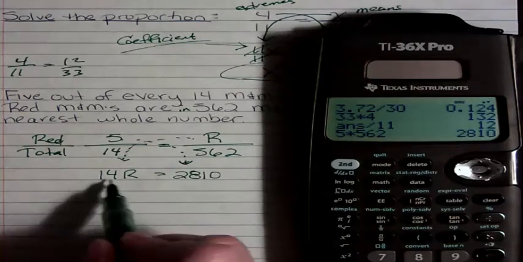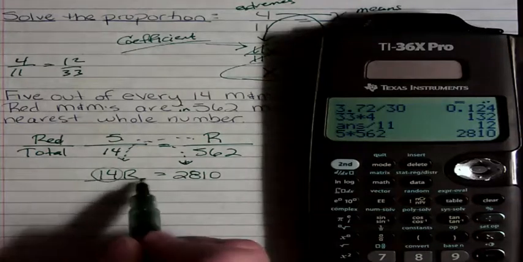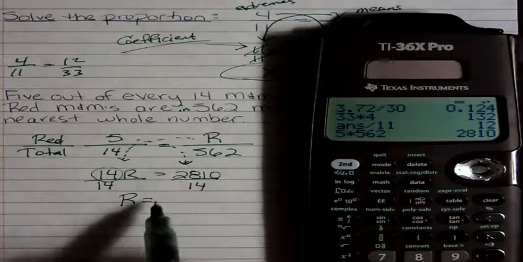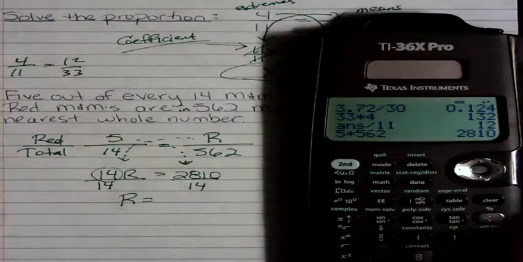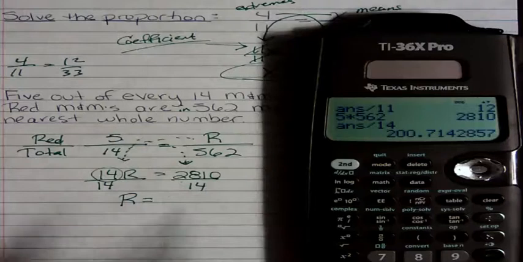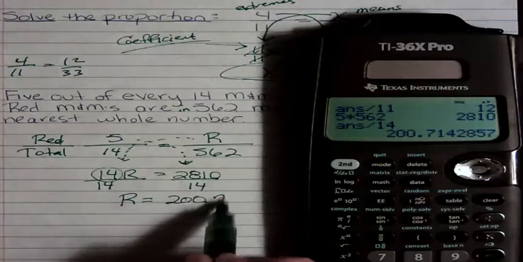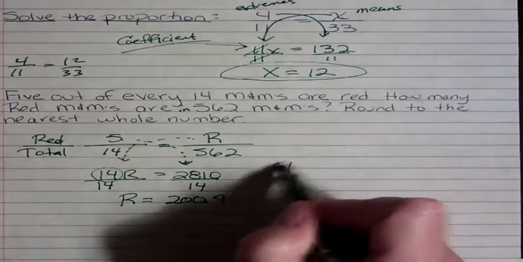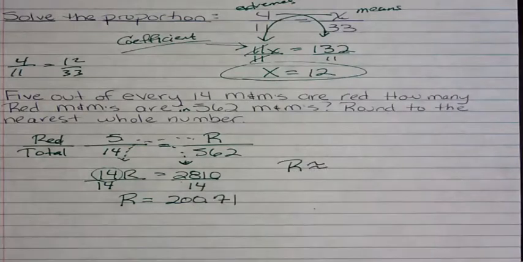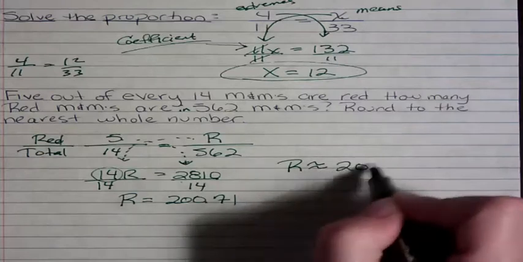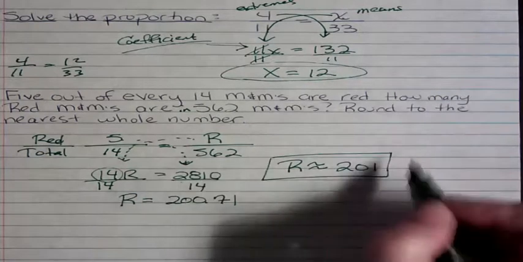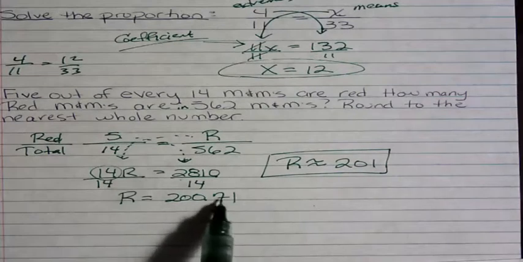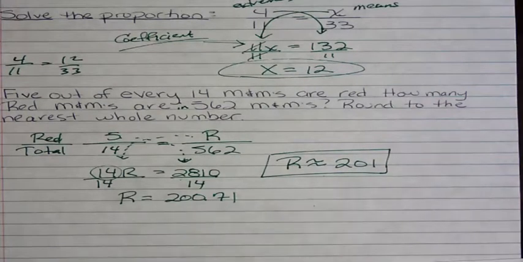The coefficient is always this number that's multiplying the variable. So we're going to divide both sides by 14. And it told us to round to the nearest whole number, but 2,810 divided by 14 is 200.71. And so now if I want to round that, then we would expect, and for red, the little approximately means we're going to have approximately 201 red M&Ms if we had 562 total, because the 7 is more than 5, so we round that 0 up to 1 to get to the nearest whole number.